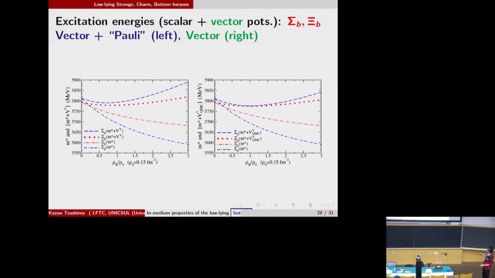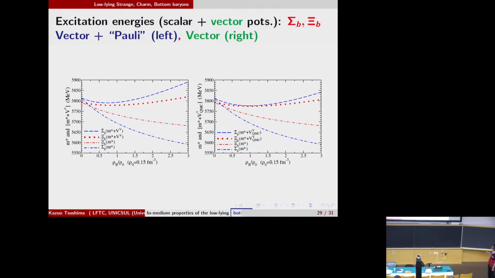scalar potential plus vector potential, then here is sigma B, this upper part. This is probably relevant for experiment. And this one is cascade B. Then they never cross each other. But this includes the repulsive, stronger potential, the same as for lambda and sigma in the strange sector. But the model itself calculates in the naive way here. This is okay, sigma B, and including vector potential, cascade B.